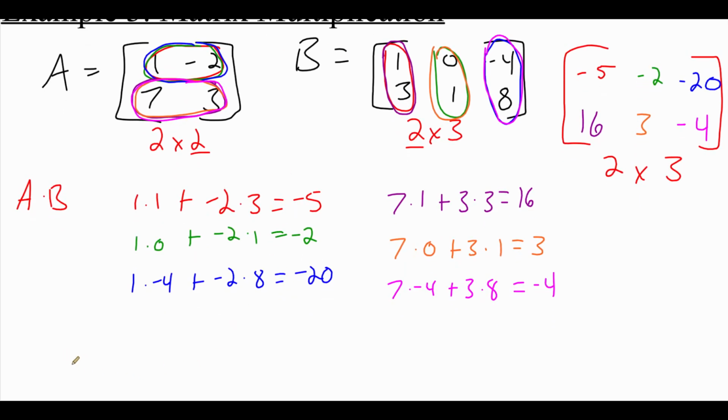Now let's say we wanted to think about this a little bit differently. Let's say we wanted to do B times A instead. The first thing we would have to look at is their orders. So B has a 2 by 3 order and A has a 2 by 2 order. Now notice when we flip-flopped the order of these things, those middle numbers are not matching up, so we would not be able to do this multiplication.